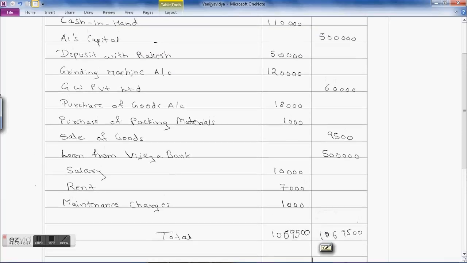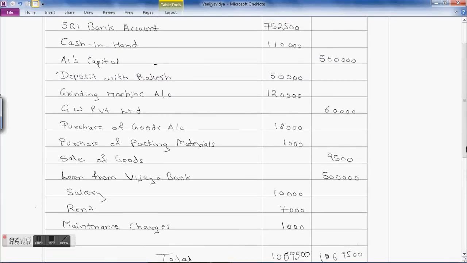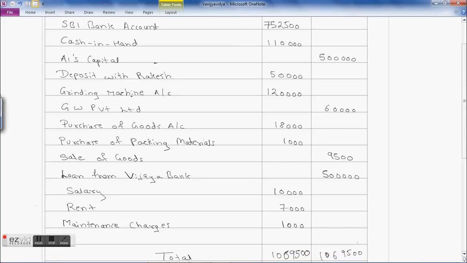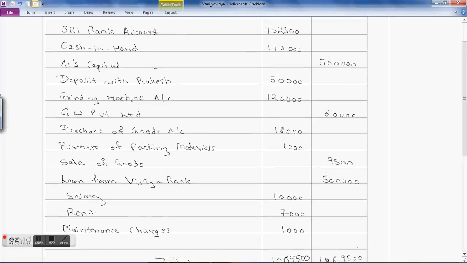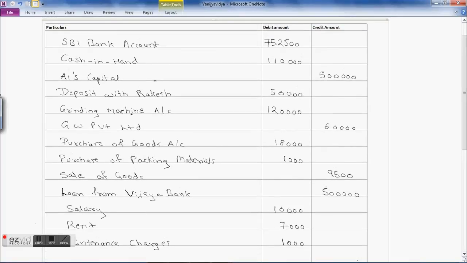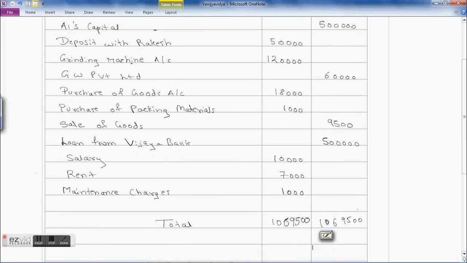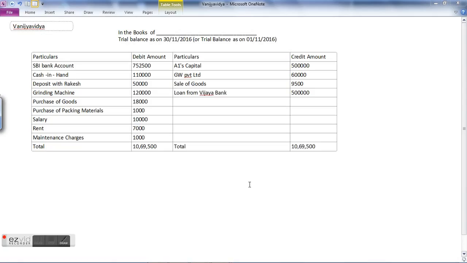And this is how we have prepared a trial balance. There is one more format of trial balance. I'll just show you that also. Okay, it's just a format. The trial balance is prepared in the same way, but I'll show you the format. Okay, you can have a look at this trial balance. So this is the horizontal form of trial balance which I have prepared. So it's the same trial balance.